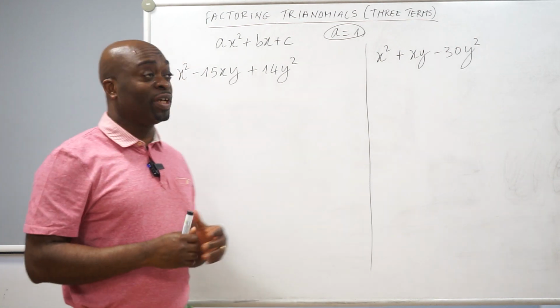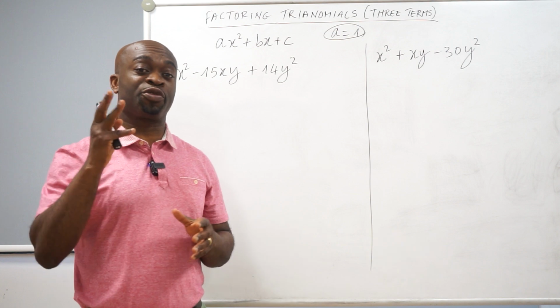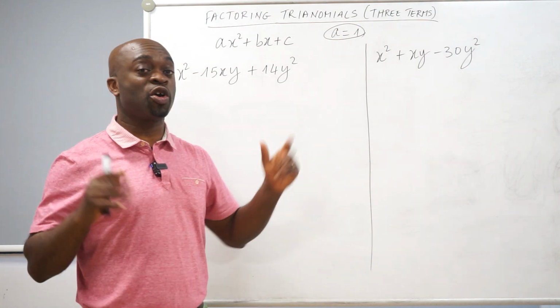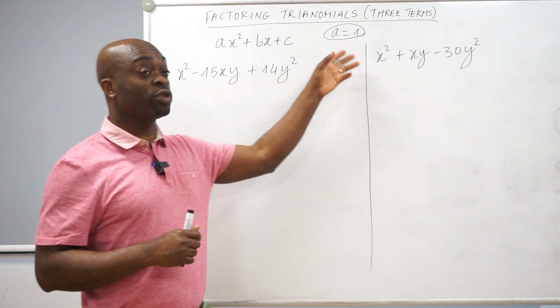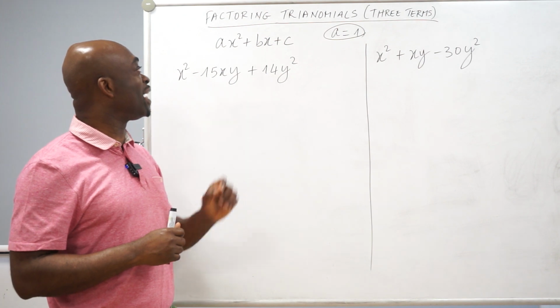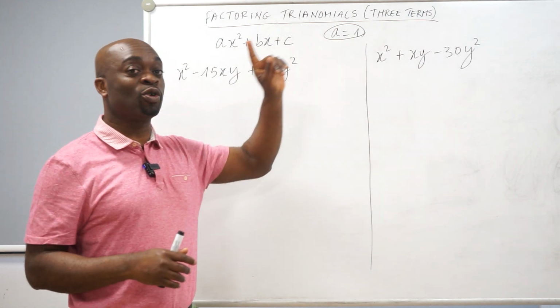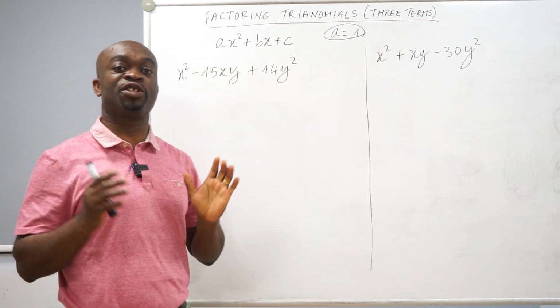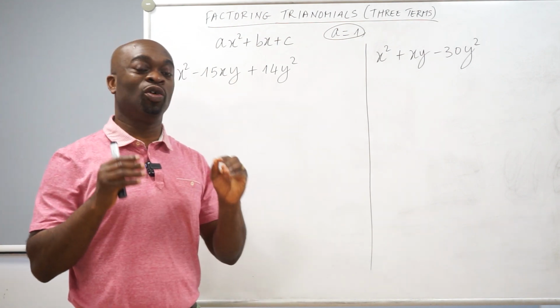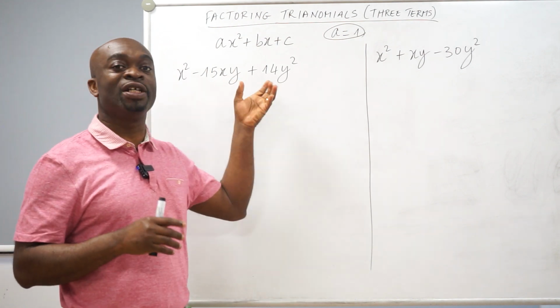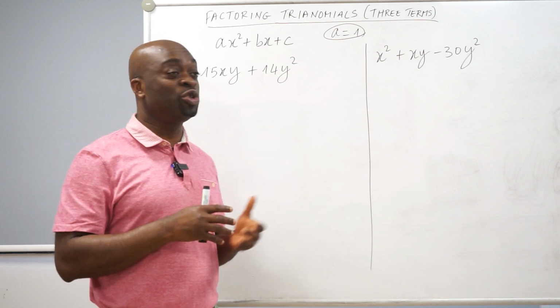Guys, we still factor in here the trinomials. That means three terms. Remember, trinomials is three terms. And then where a equals 1, and this is our trinomial here, ax squared plus bx plus c. So a is equal to 1. So that means the number in front of x squared is equal to 1. That's the only time where we can just use the method that we're going to use right now.